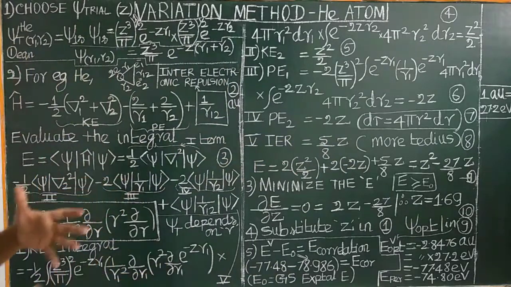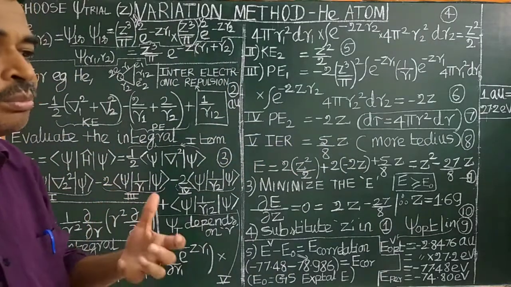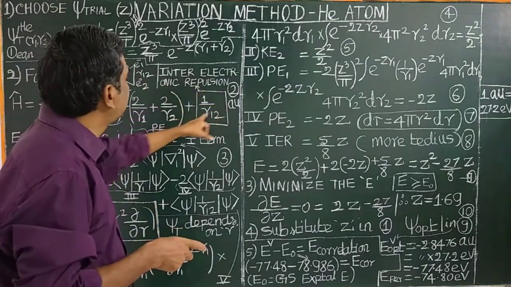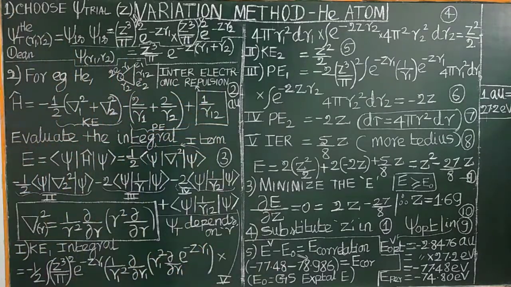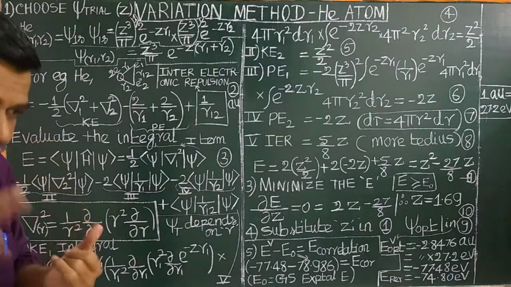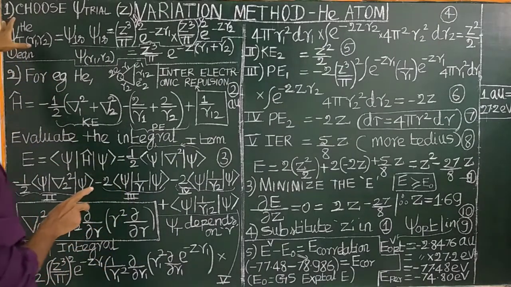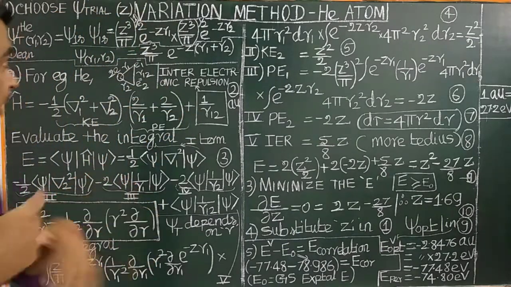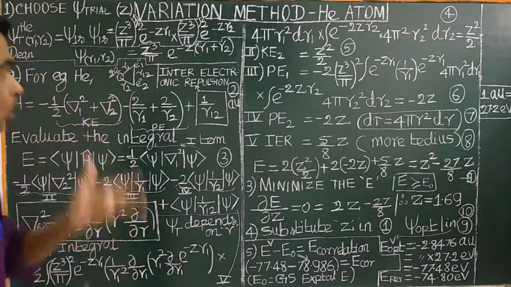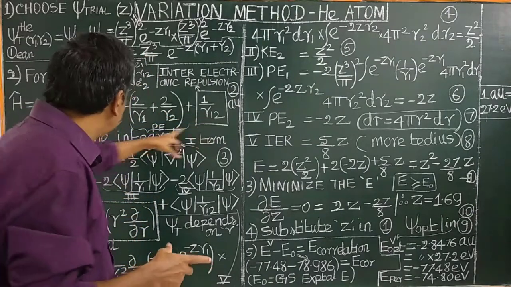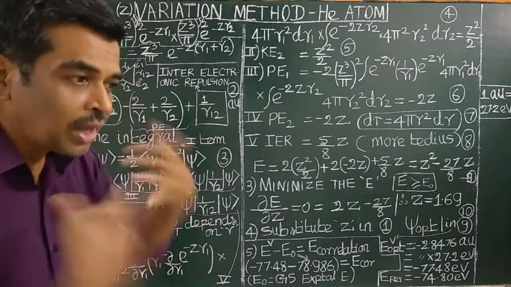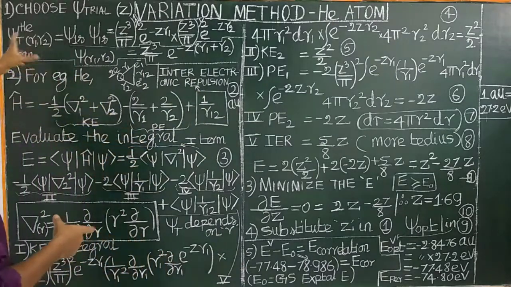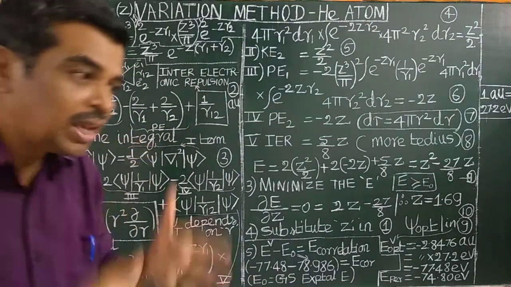The Schrödinger wave equation of a multi-electron atom cannot be solved fully because of the inter-electronic repulsion term, which we studied in the previous class. Now, there are 4 steps. Step one: choose the trial wave function. For example, the helium atom consists of 2 electrons, so the Schrödinger wave equation cannot be solved exactly because of this term. Therefore, the wave function is not exactly obtained.